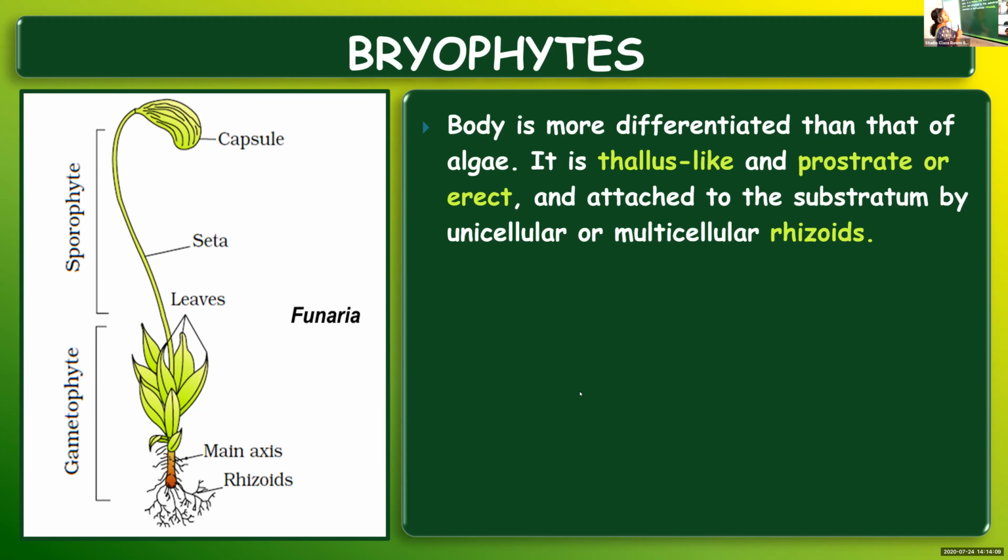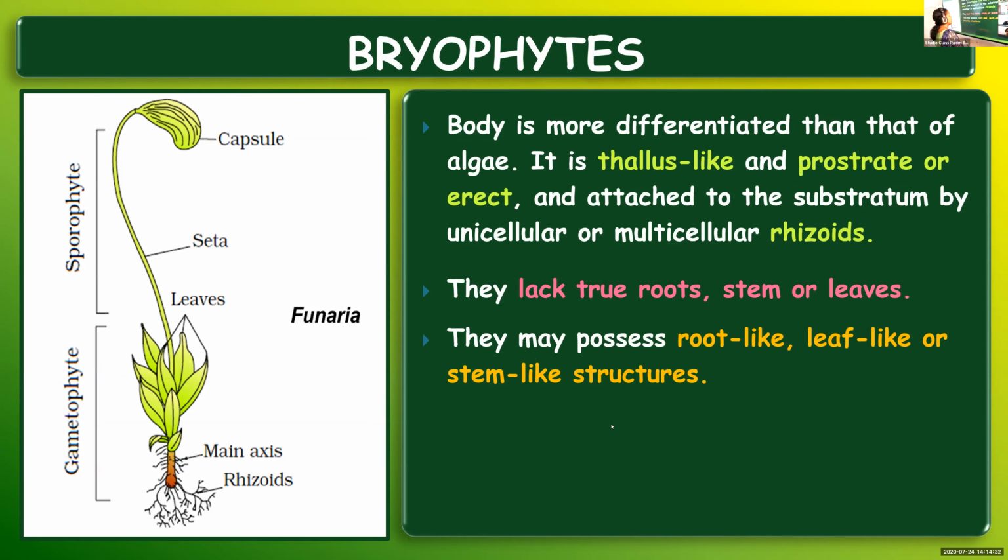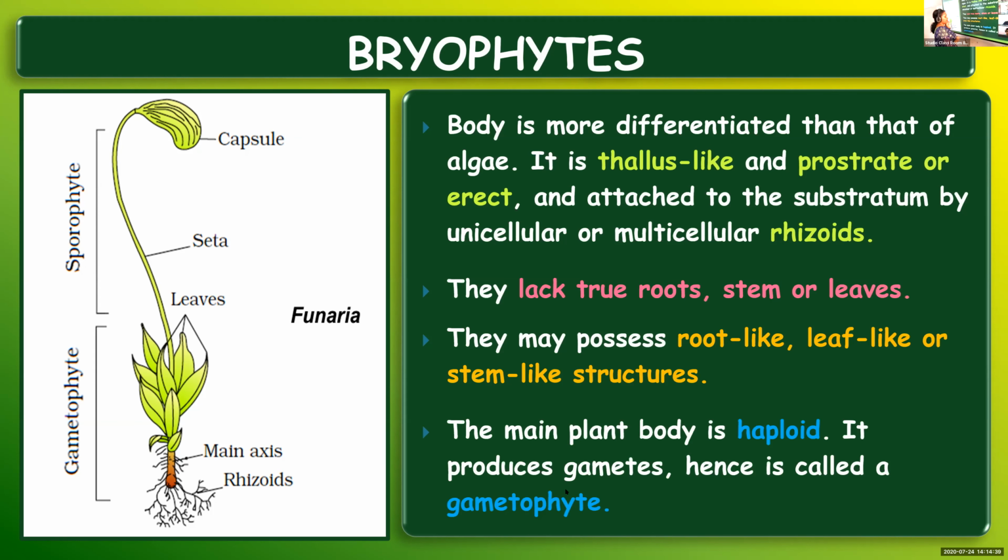And it is attached to the substratum with the help of unicellular or multicellular rhizoids. Rhizoids perform the function of roots, helps them in absorbing water, and it also helps in anchorage, helping them to get attached to the substratum. They lack true roots, stem or leaves. Instead they have some root-like, leaf-like or stem-like structures. And the main plant body is haploid.